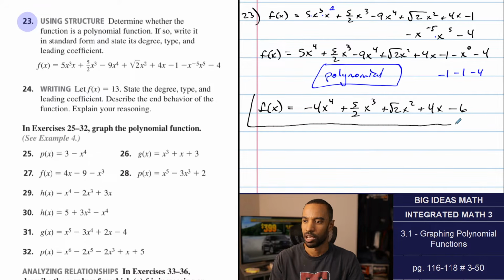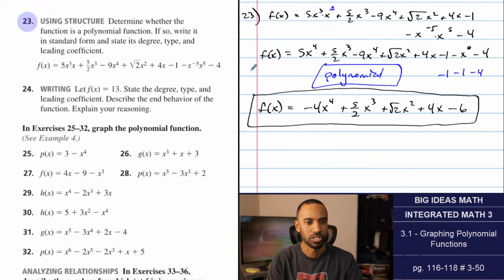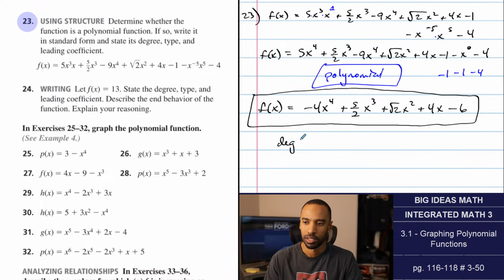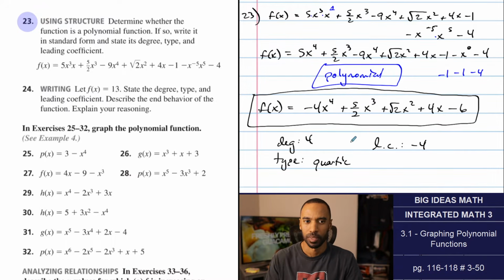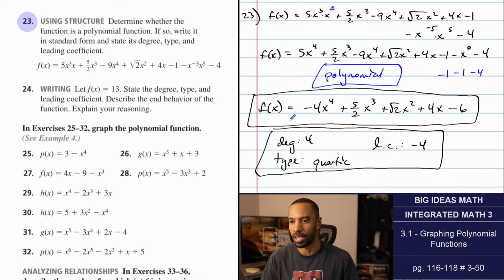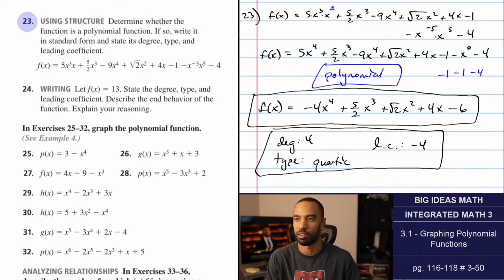This is a weird looking, albeit, this is the polynomial written in standard form. State its degree, degree 4, type, quartic, leading coefficient, negative 4. There we go. Yeah, guys, standard form isn't just descending order of degree. It's also simplifying things. Combine like terms, you know, all that kind of stuff. Everything's got to be involved on it.